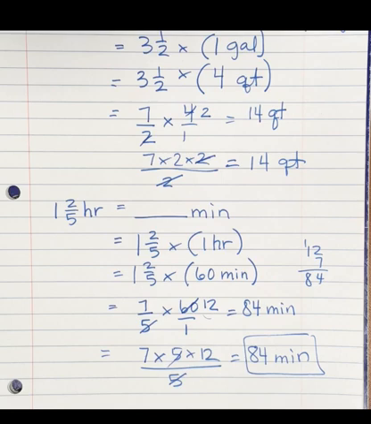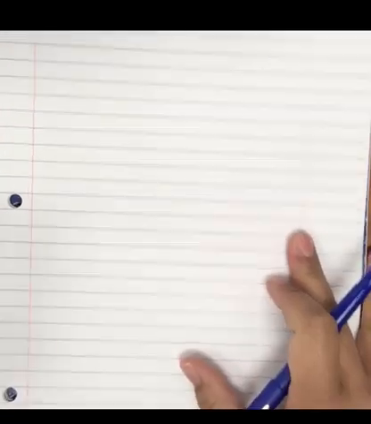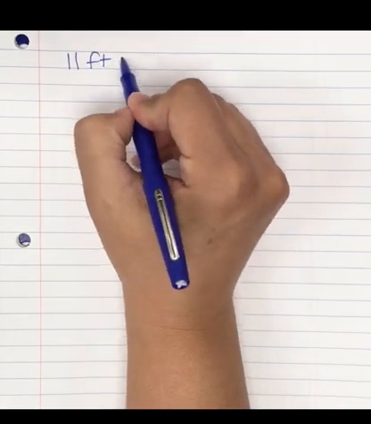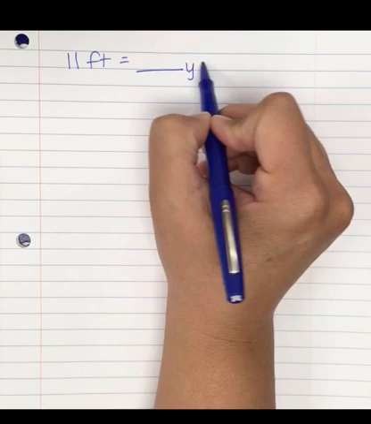Next one. Right now we are converting larger units to smaller units, but now we're going to do it the other way around. So we're going to convert smaller units to larger units. All right, so we'll do 11 feet equals how many yards?